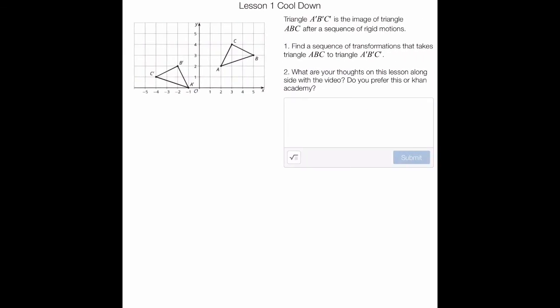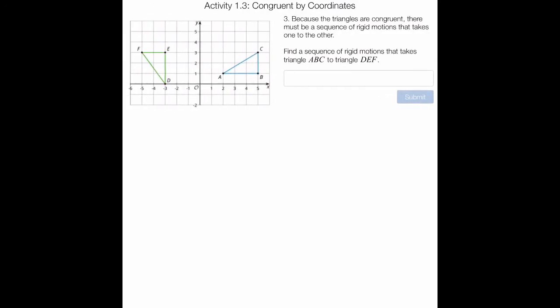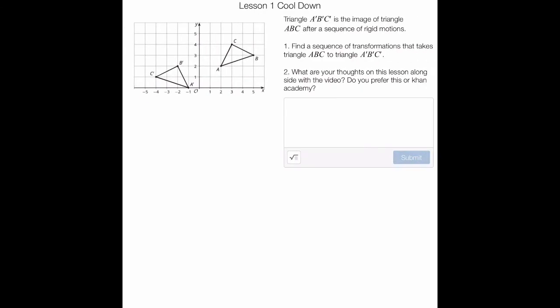They're saying triangle A prime, B prime, and C prime is the image. Ooh, image. Is that one? Did that one come first or did that one come second? A prime, B prime, C prime is the image of triangle ABC after a sequence of rigid motion. So they kind of answered that question for us. Find a sequence of transformations that takes triangle ABC to triangle A prime, B prime, C prime. We're asking the same type of question that they did for number 3 over here.